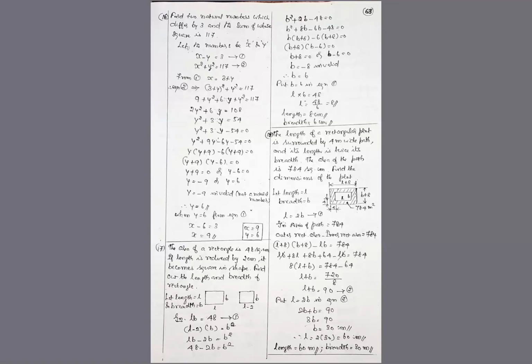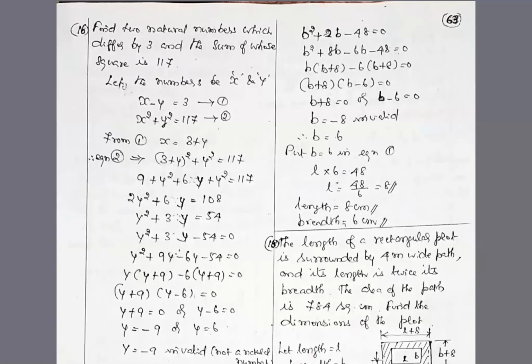Problem number 16. Find two natural numbers which differ by 3 and the sum of whose squares is 117. Natural numbers mean starting with 1, 2, 3. Two natural numbers differ by 3, that is the first equation, x minus y is equal to 3. Sum of whose squares is 117 means x square plus y square is equal to 117. So take it as the second type of problem and solve for x and y.